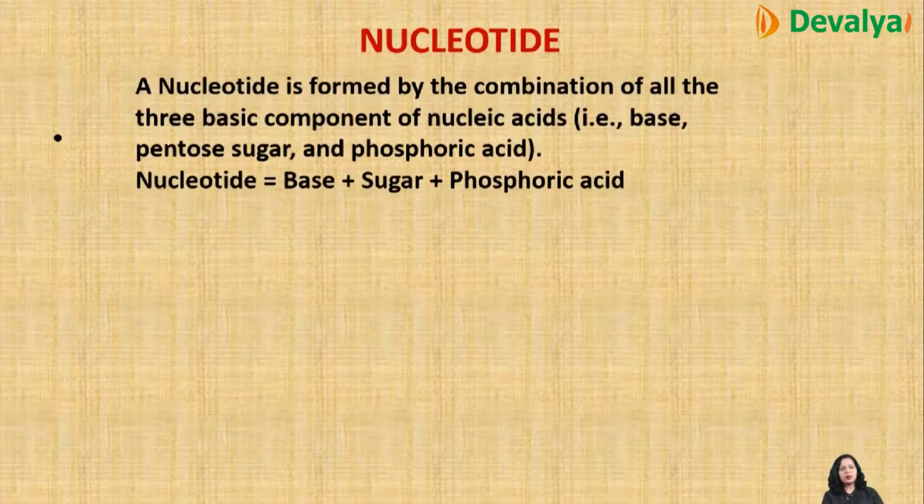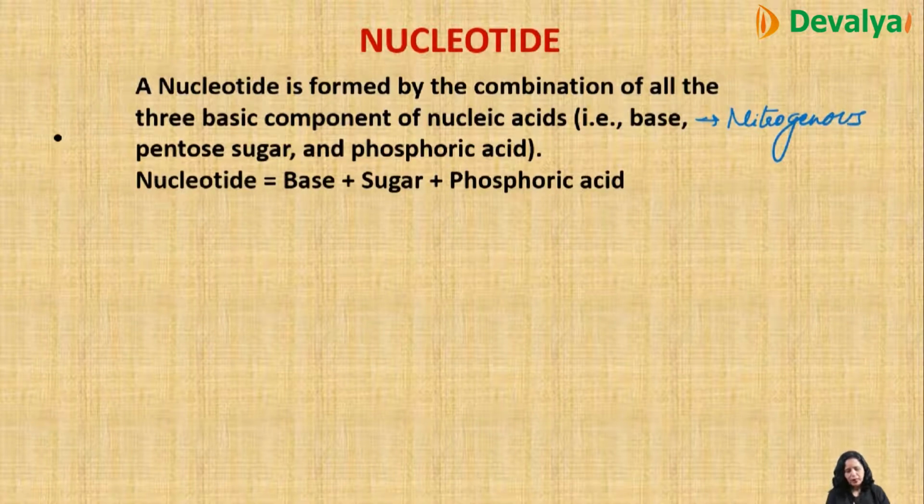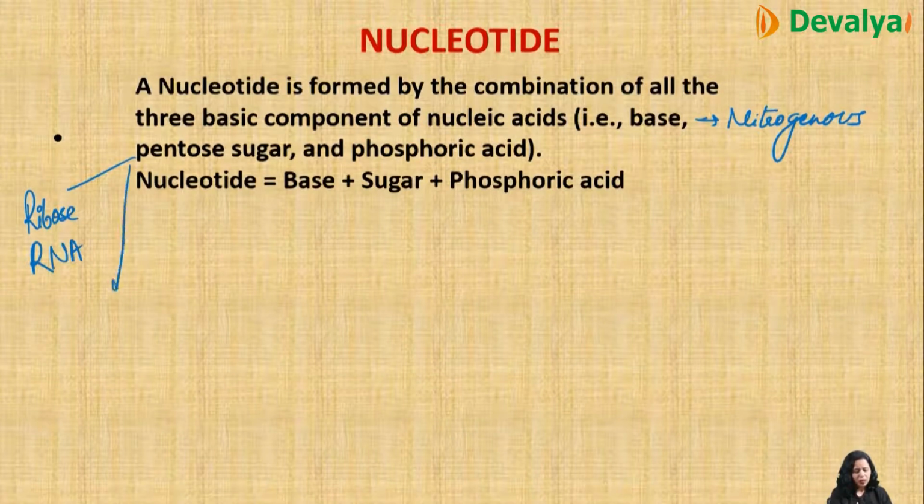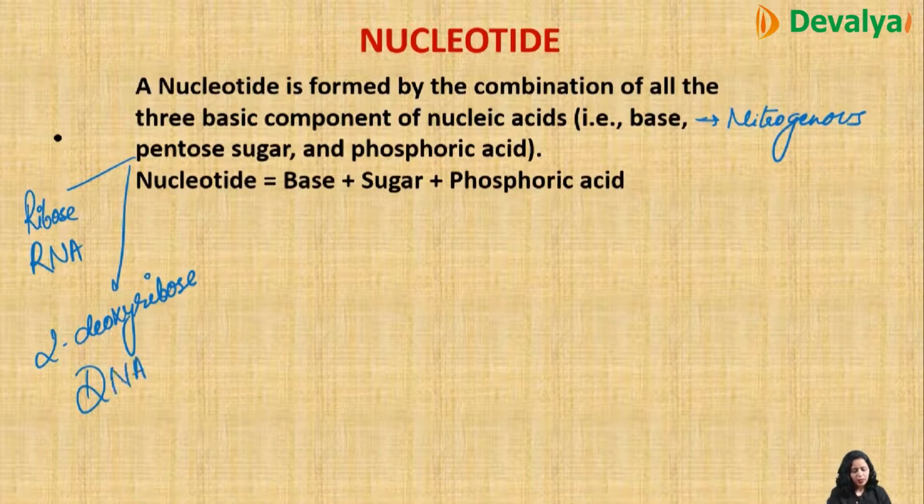Now nucleotide. Nucleotide is formed by the combination of three components. The base, these are basically the nitrogenous bases, and then the pentose sugar. This pentose sugar can be ribose in case of RNA, and it can be deoxyribose, that is 2-deoxyribose, in case of DNA. And the phosphoric acid, that is H3PO4. When you combine all these three, they lead to the formation of nucleotide.